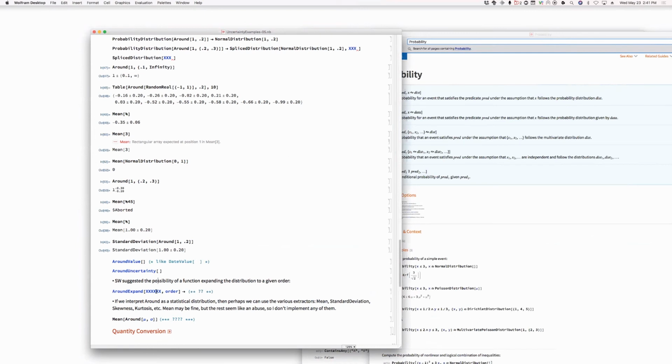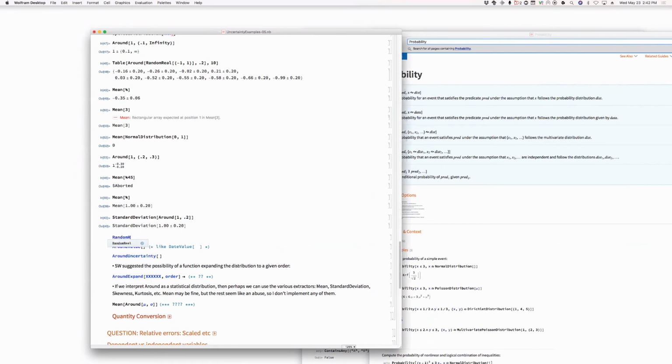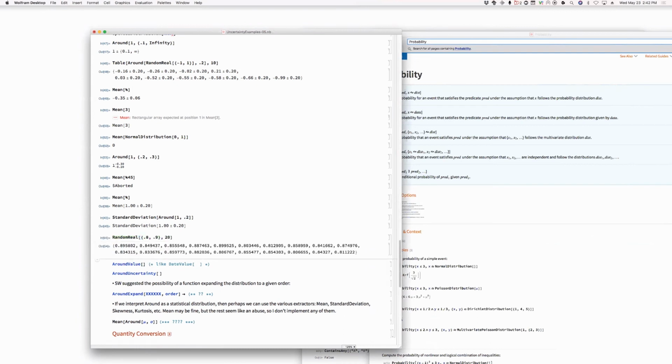I have a question though. If I've got a table of numbers, here's an obvious question. Let's say I've got random real between 0.8 and 0.9, and I've got 20 numbers. And now I want to turn that into an around. Do you see what I'm saying? I've got a bunch of experimental measurements and I want to turn them into an around. How do I do it?